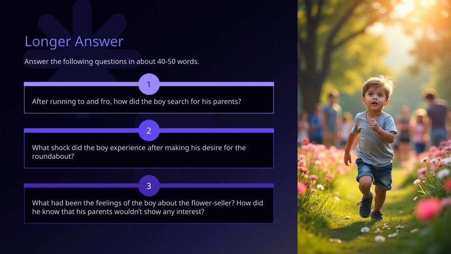Regarding the flower seller, the boy felt a sense of curiosity and kindness towards her. He saw her as a gentle person, but he also understood that his parents might not be interested in her or her simple life. He knew they wouldn't show much concern because they were caught up in their own world. This whole experience highlights the theme of longing and understanding. The boy's search shows his deep desire to reconnect with his parents, while his realization about the roundabout and the flower seller reflects his growing awareness of what truly matters.